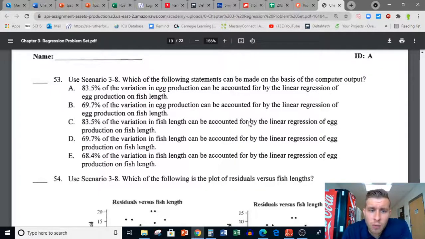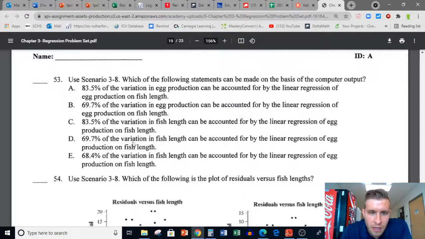So then what we're looking for is it needs to say the model, right? The linear regression is based on the fish's length, right? That's the explanatory variable. So we're going to see which one does this better. Egg production can be accounted for by the linear regression, the model, of egg production on fish length. Okay?